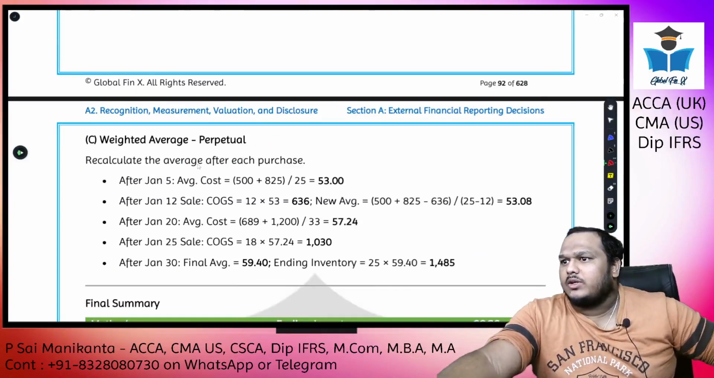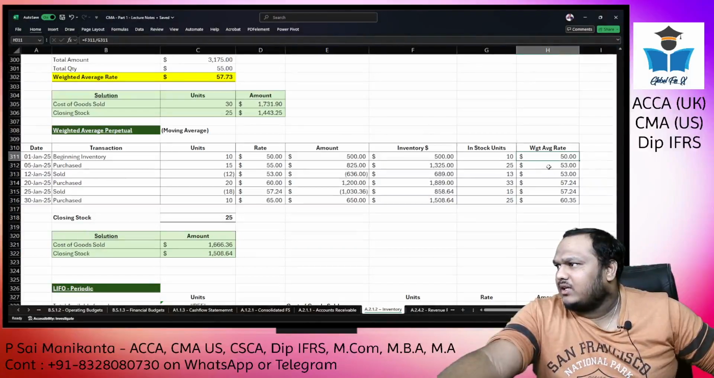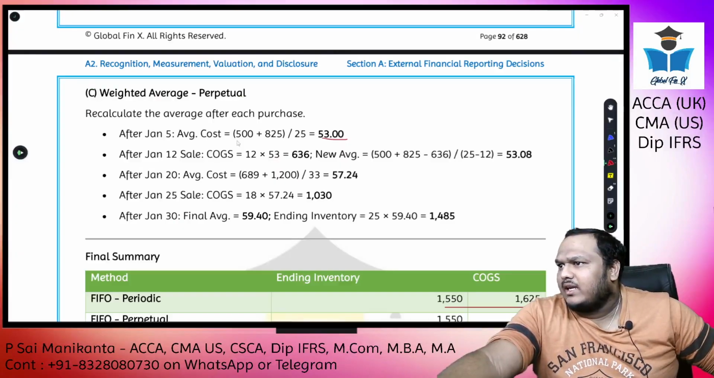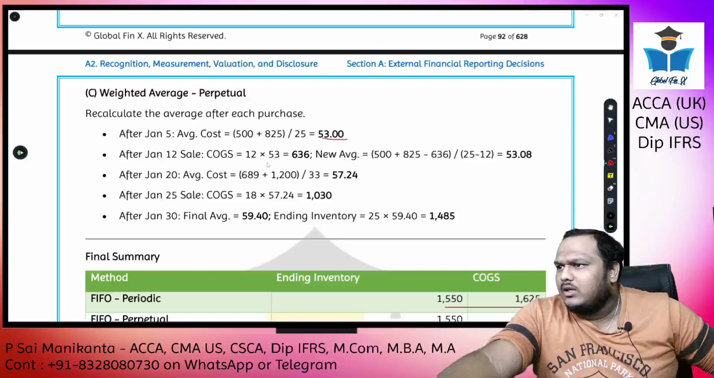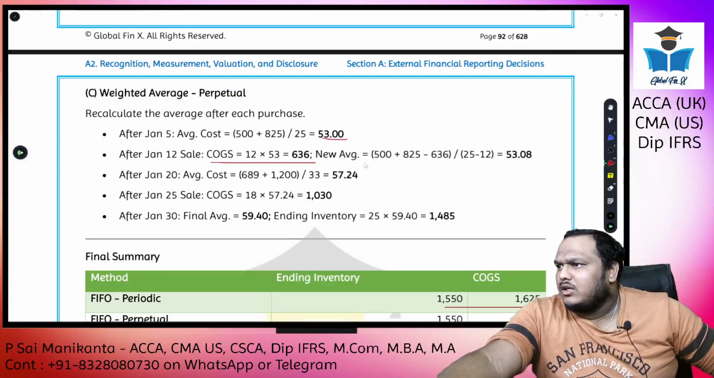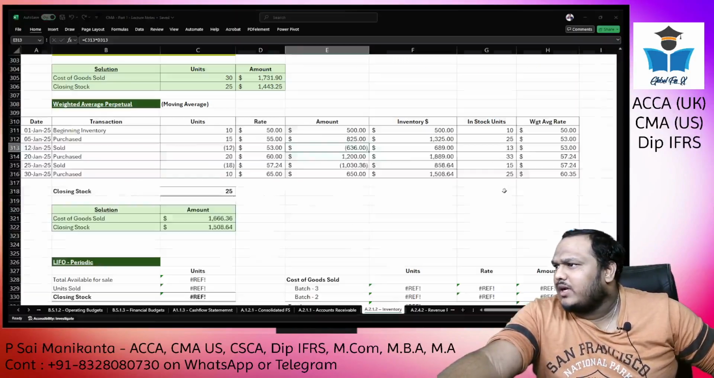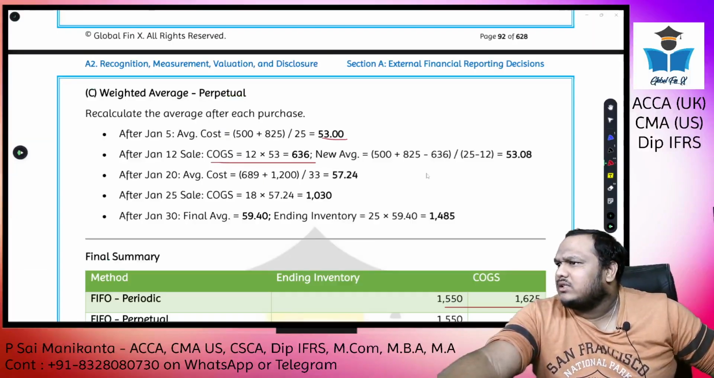This is what we were doing right now. So recalculate average after each purchase. After Jan 5th, average will be 53. Correct. Then again, after Jan 12th sale, COGS will be 12 into 53, 636, correct. New average will be 53.08. New average will be 53, not 53.08.